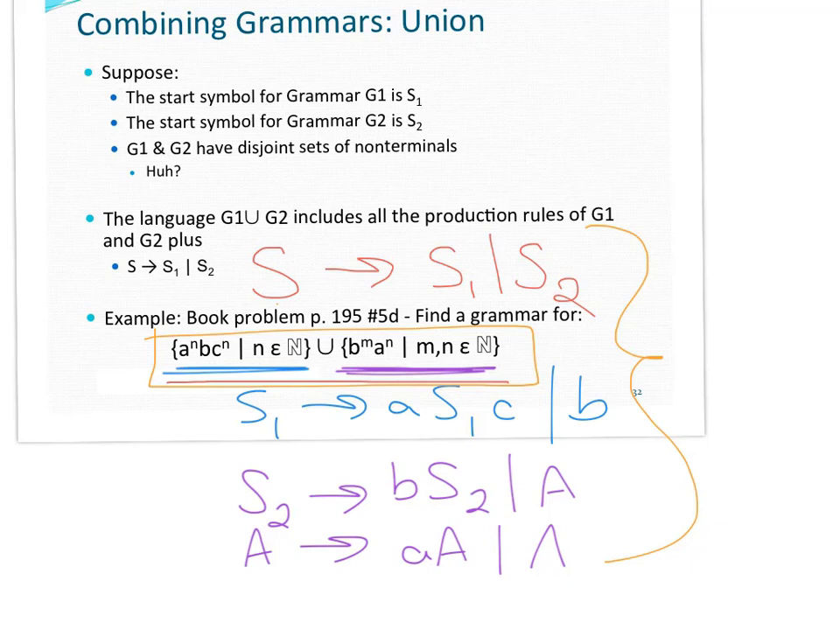So you start, and after you start, you either follow this path to create a string that's in the first language, or this path to create a string that's in the second language, and the result is you end up with a string that's in the union of these two.